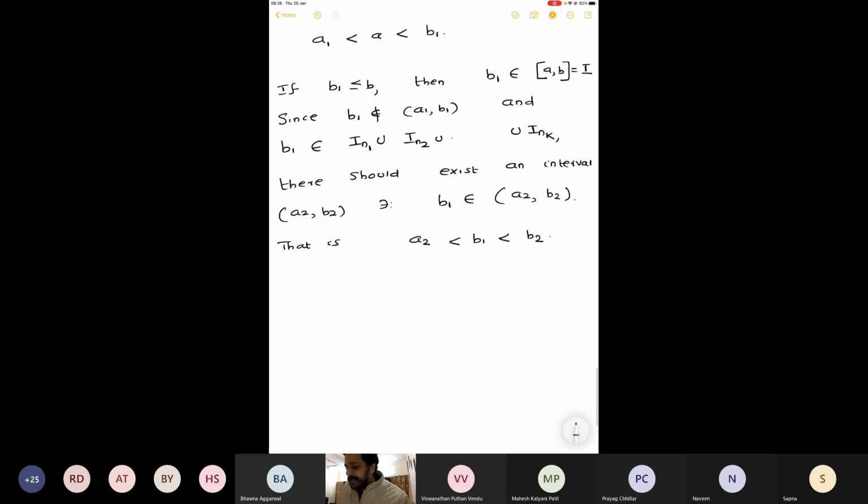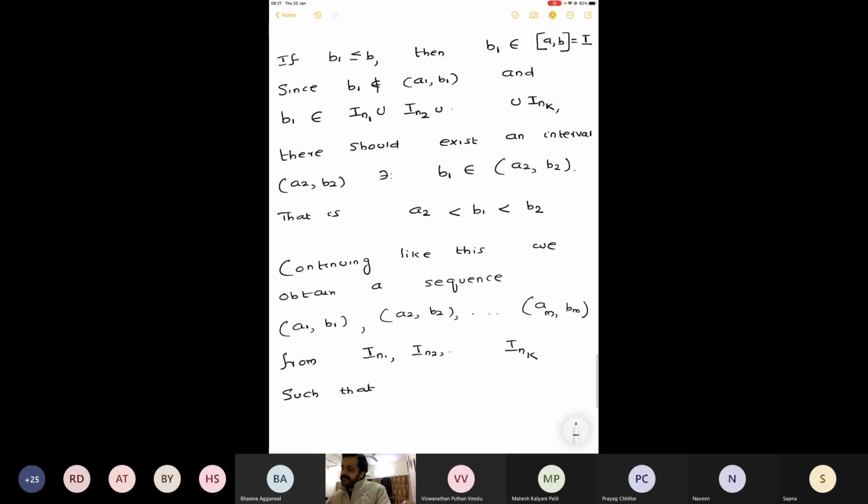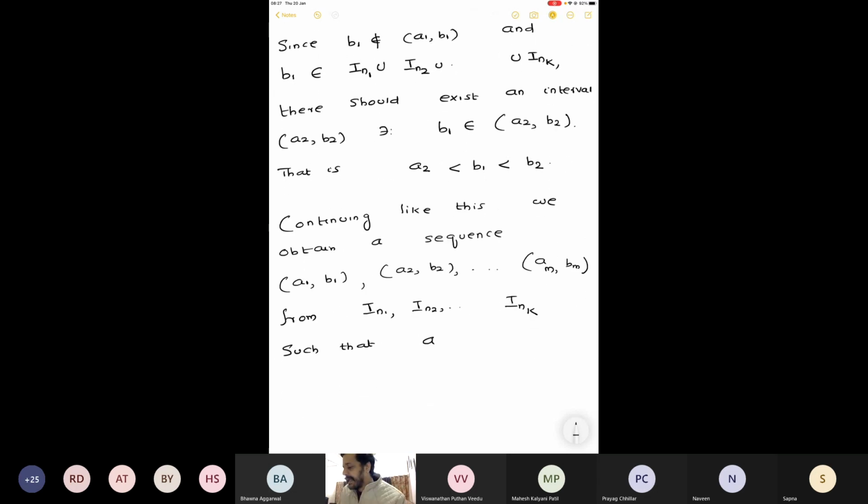Continuing like this, we obtain a finite sequence of open intervals (a1, b1), (a2, b2), let us say some (am, bm), from I_n1, I_n2, and so on, I_nk, such that, see this relation: a1 is less than a less than b1, a2 less than b1 less than b2, and so on, such that ai is less than b(i-1) is less than bi.